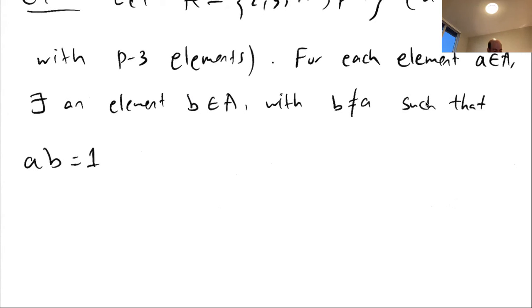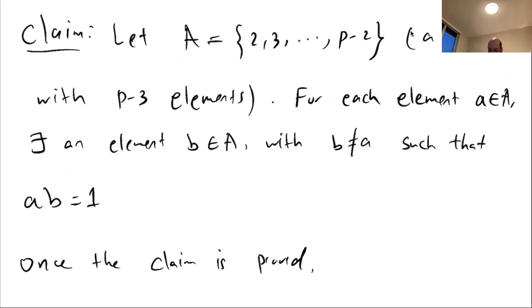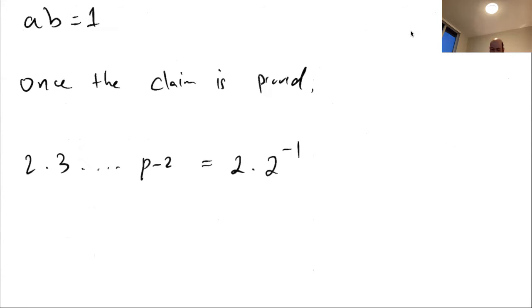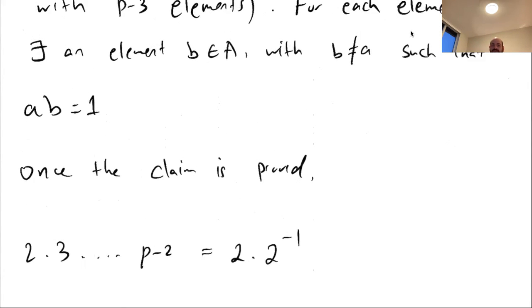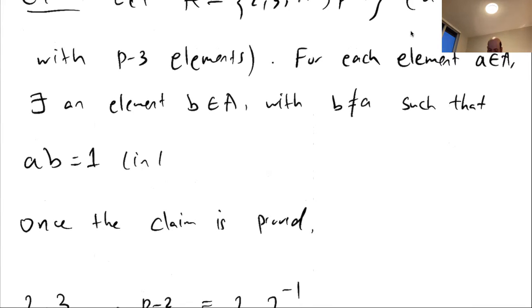Why? Once the claim is proved, what can we say? We can write the product of elements of A, 2 times 3 up to P minus 2, as 2 times 2 inverse. By inverse, I mean the inverse mod P, right? Such that ab equals 1, of course in Z_P, I mean.